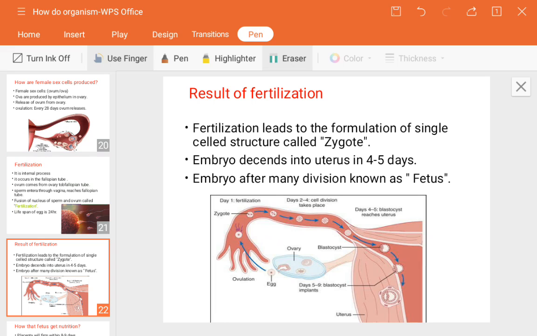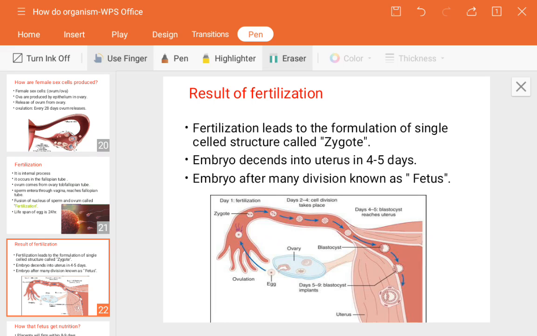Later it will convert into 2 cells, 4 cells, 8 cells, 16 cells. Likewise, a number of cells will be formed and will get attached to the uterine wall or uterine cavity. This is the process by which the baby or the fetus is produced from the zygote. Later it becomes an embryo, then the immature embryo becomes a fetus, then the fetus converts into the baby, and that will reach the uterine wall.